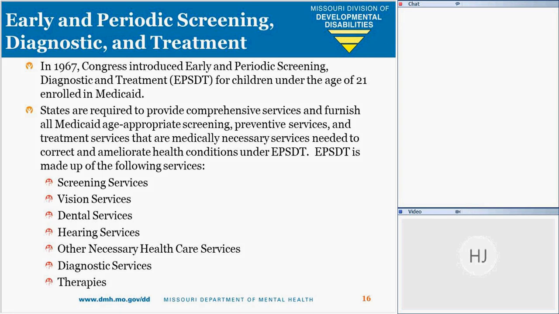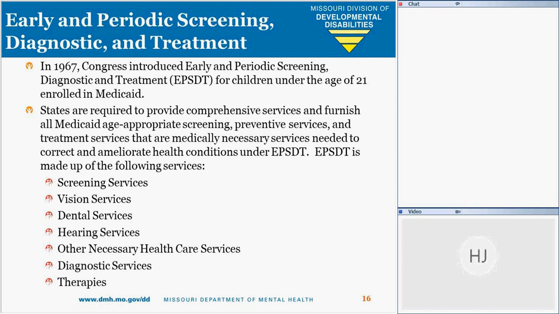Another category of ensuring that we're following state plan services prior to waiver services. This is early and periodic screening, diagnostic, and treatment. We commonly refer to this as EPSDT. In 1967, Congress introduced EPSDT for children under the age of 21 enrolled in Medicaid. This is not a program, this is a federal requirement. So I think oftentimes we receive questions about how to enroll in EPSDT. There is no enrollment for EPSDT. In EPSDT, we actually have to follow that requirement.